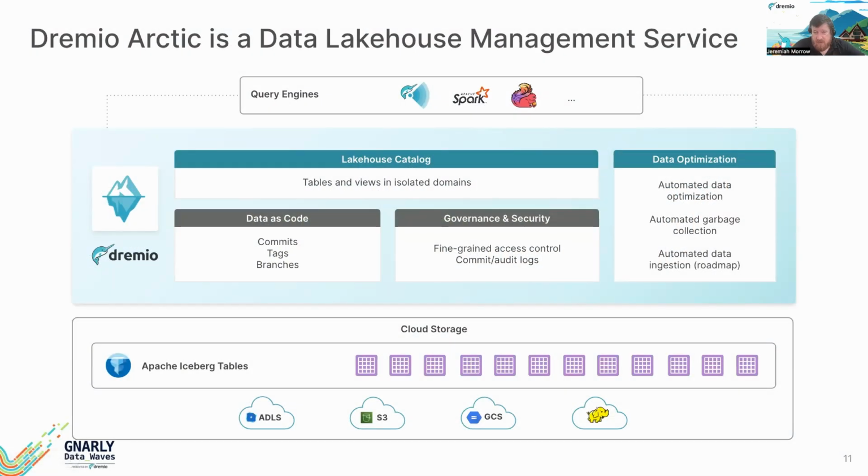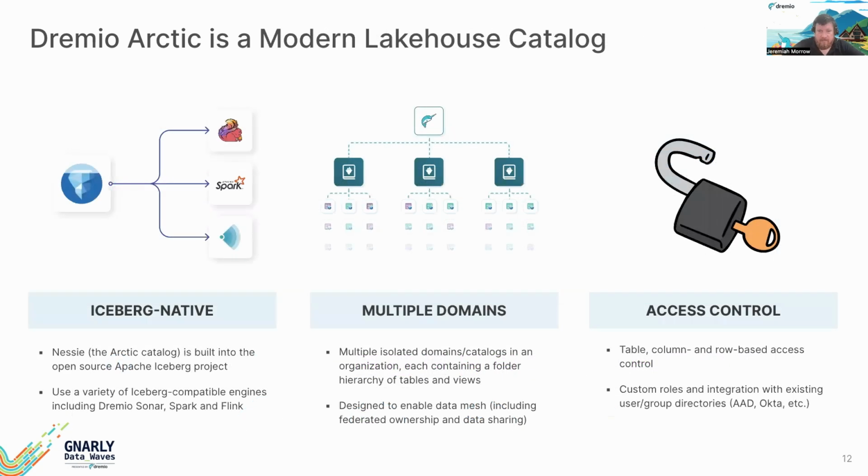So that's what we built with Dremio Arctic. It is a lakehouse management system that makes it really easy to manage your Iceberg data lake, and it features data optimization, data as code, and enterprise-grade security and governance. And now we can go through a few of those features. First, Arctic is a modern lakehouse catalog. It's Iceberg native, so a lot of features are based on Iceberg functionality, and we're adding to that with some automation. Arctic is based on Project Nessie, which is built into the Iceberg project.